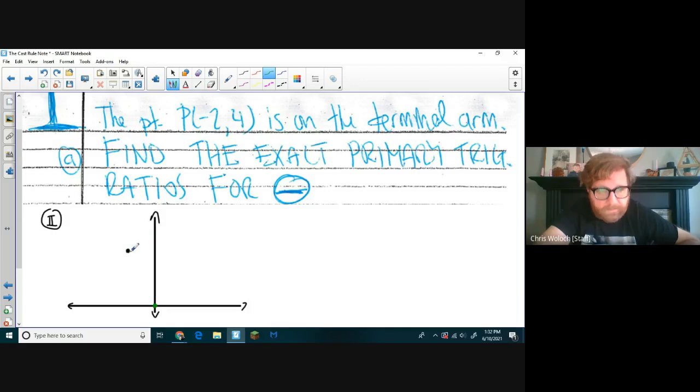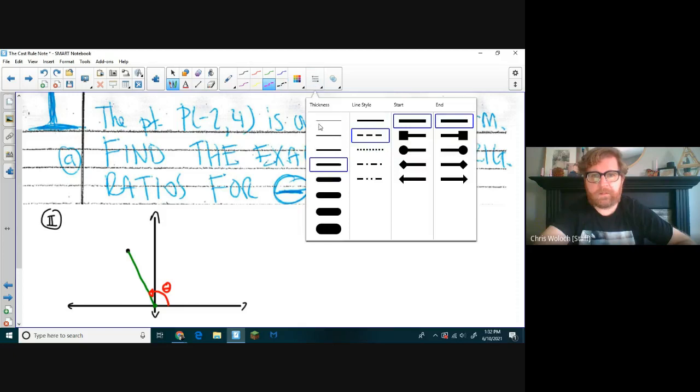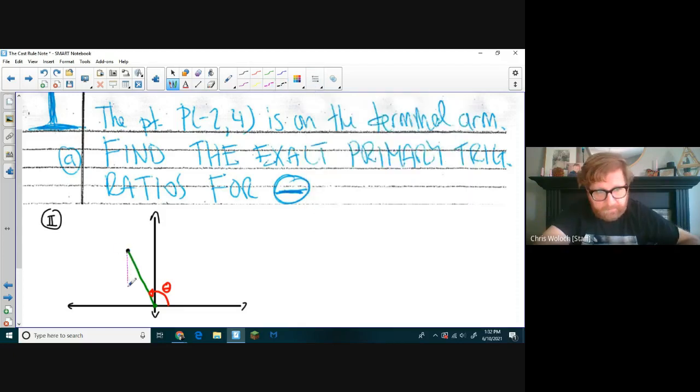I didn't like how I drew that one. Much nicer. Okay, so that is theta. And then we drop a perpendicular down. And again, we know this coordinate is -2 and 4. So that means that the x value is -2. So I'm going to write -2 down here. The y value is 4.